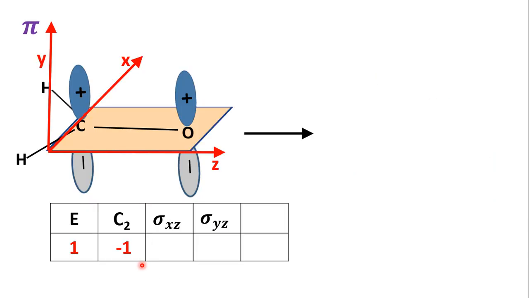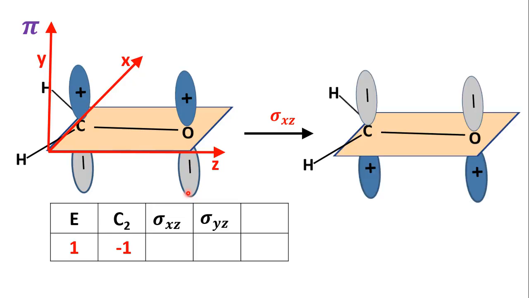When you apply the sigma xz operation to this pi molecular orbital, the sigma xz plane intersects the pi molecular orbital. The positive lobes are above the plane. Upon reflection, negative lobes will go to the top, the positive lobes will come to the bottom, and so the signs are changed, and so we get -1.